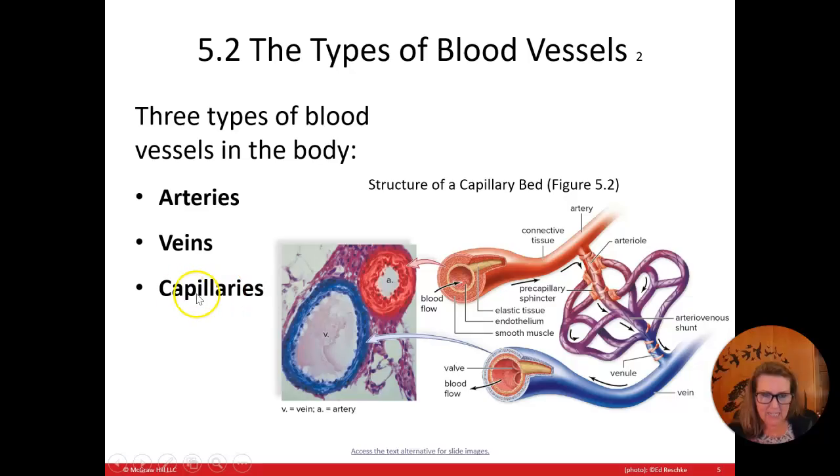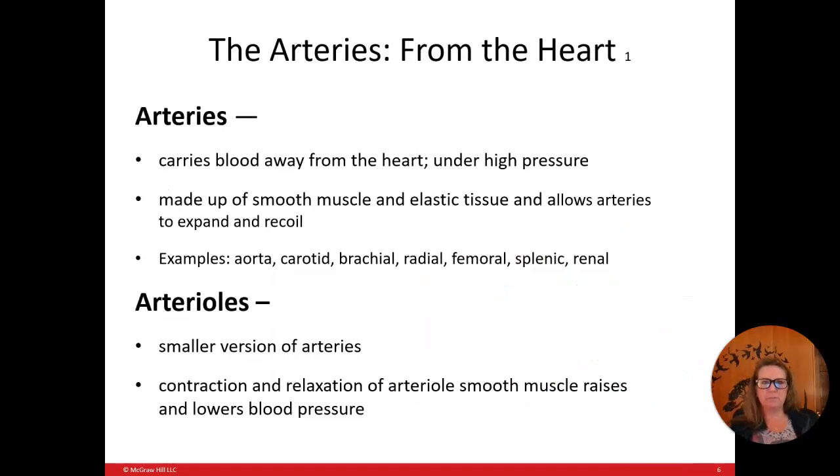Then we have the teeny tiniest of all the vessels called capillaries. And we see that the capillaries essentially are connecting arteries to veins. So capillaries allow for a single file line of red blood cells to move through it. And it is during that time that we're dropping off the oxygen that's bound to the hemoglobin in the red blood cell and picking up the CO2. Also during that time, we are going to be picking up waste products, dropping off all that good stuff like nutrients and hormones. So that's happening at the capillaries.